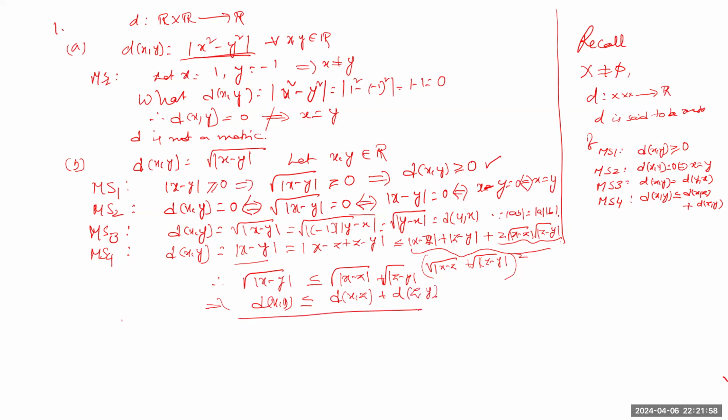So clearly the triangular inequality is also satisfied, and hence here (R, d), this d is a metric space. Okay? Right. Next one.